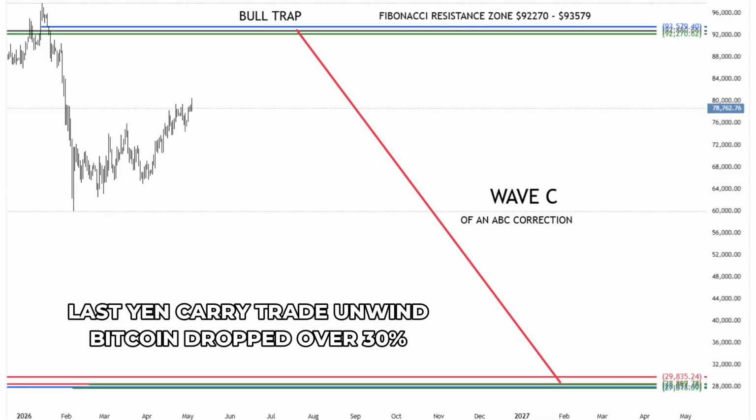Third is a broader U.S. Treasury sell-off. When the world's reserve asset comes under pressure, it triggers risk-off across every asset class. In a liquidity crisis, everything gets sold, and crypto gets sold hardest and fastest. We're already seeing early signs of this dynamic.